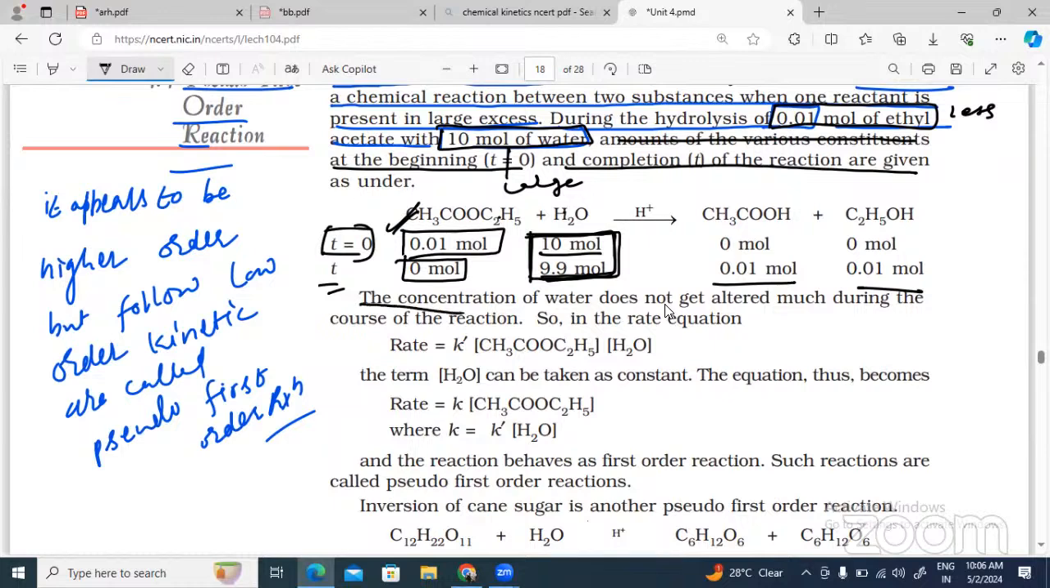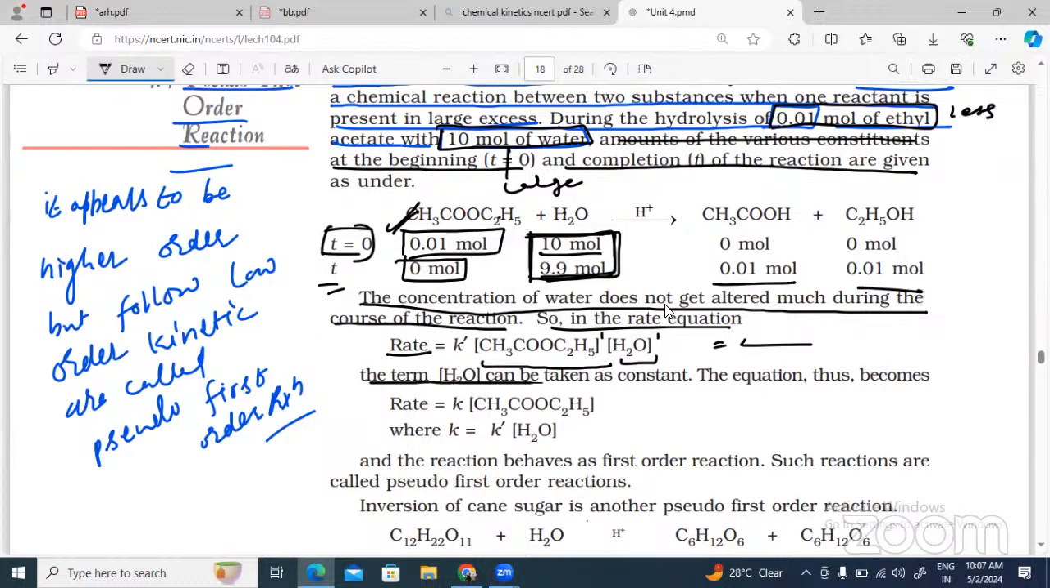Now see, the concentration of water does not get altered much during the course of the reaction. So in the rate of reaction, how can you write it? Rate is equal to K dash times the concentration of ethyl acetate plus water. This is 1 plus 1, that is 2. The term H2O can be taken as constant. So H2O is becoming constant.